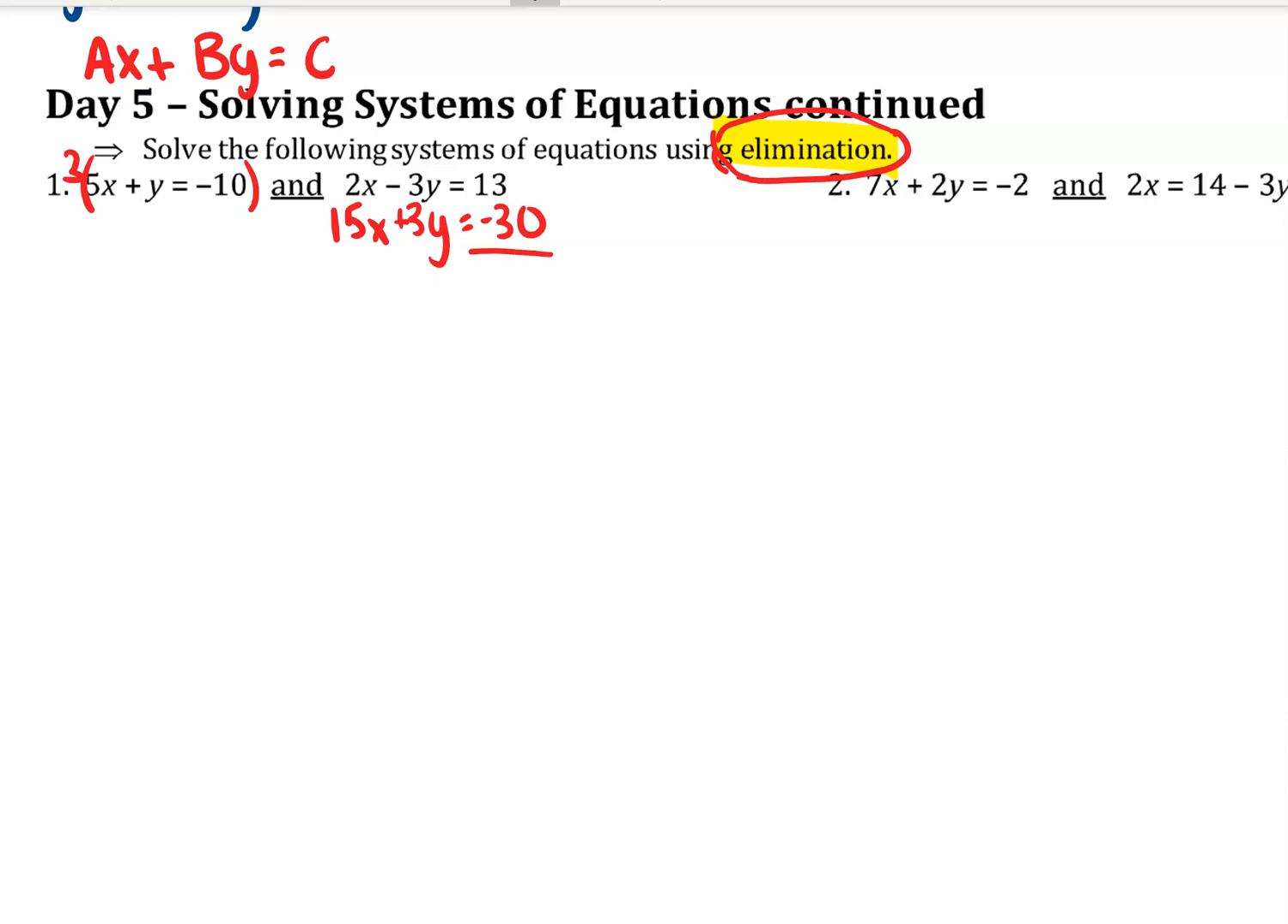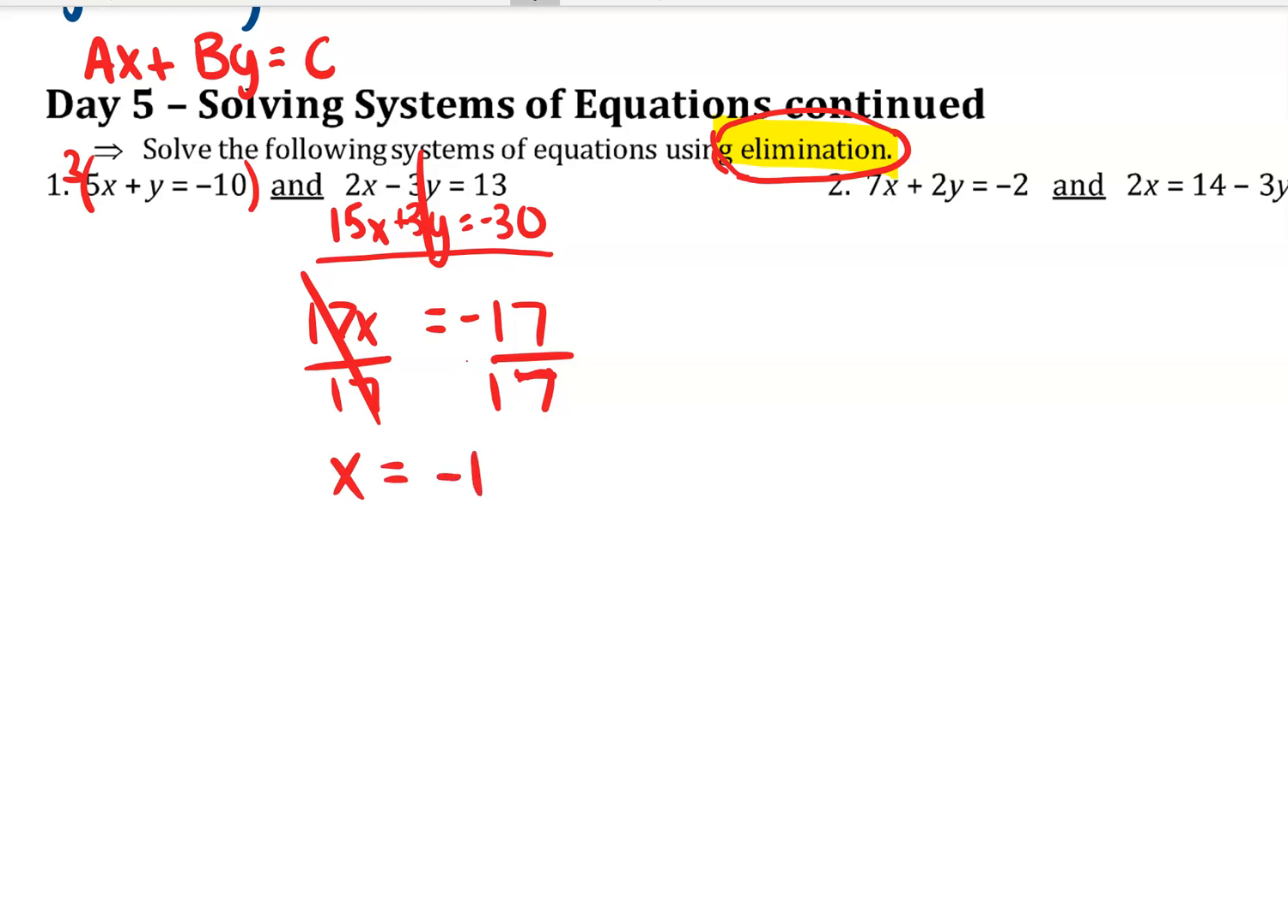And then we'll just combine like terms. So 2x plus 15x is 17x. These two eliminate, which is the whole point of this method. And then 13 minus 30 is -17. Now we have an easy one-step equation. Divide both sides by 17. Those cancel. X is going to equal -1.